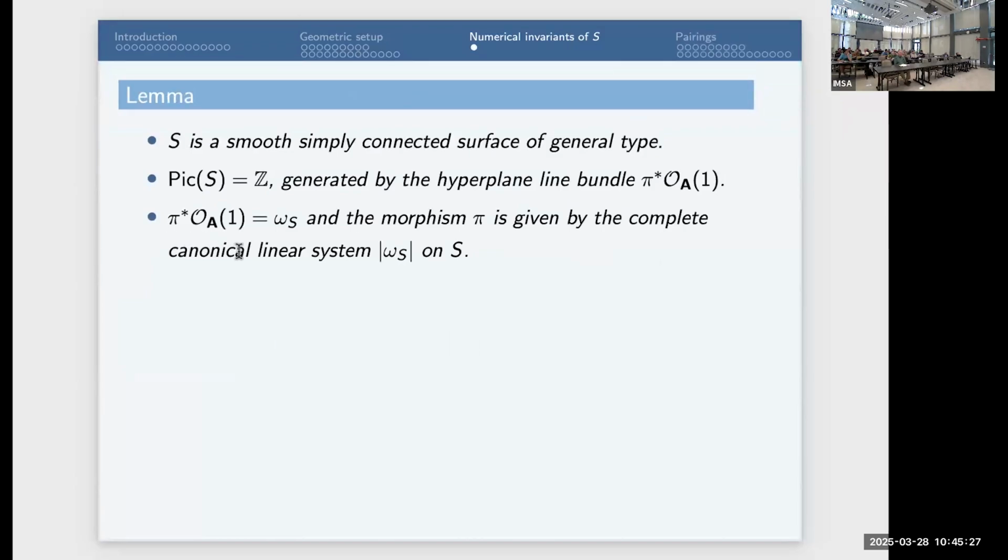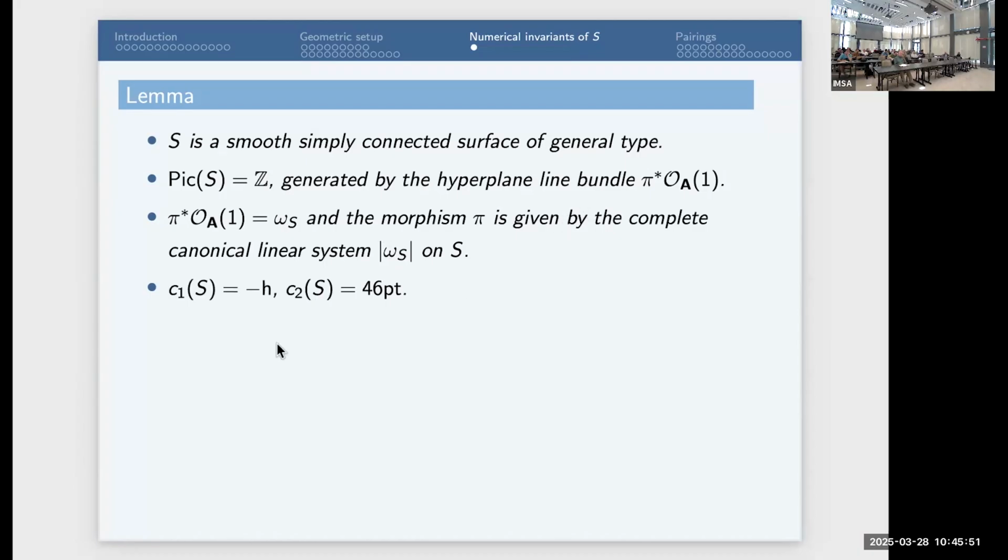The product of 41 is actually the canonical class base. In the morphism pi, S is a plane, but we are given the complete linear system where S. So this is one way to see that S is general type. Its canonical image is related to the image.